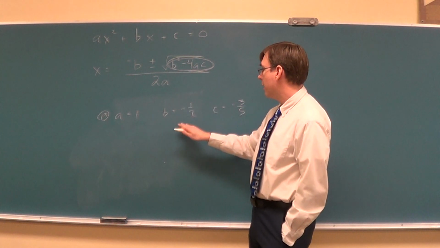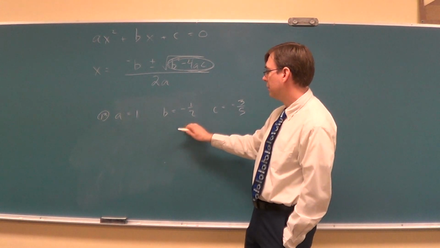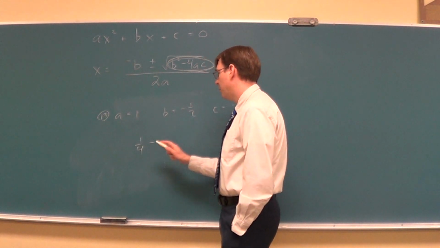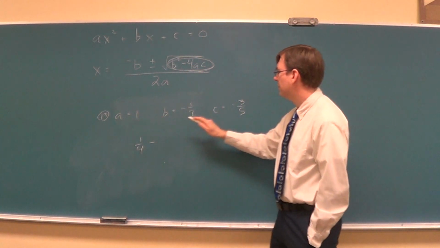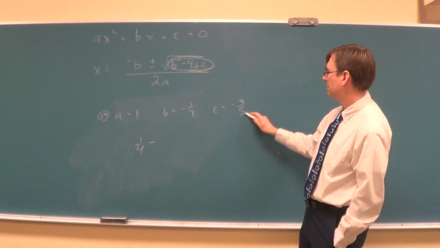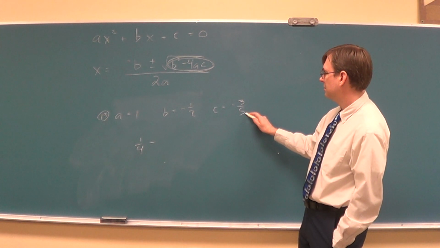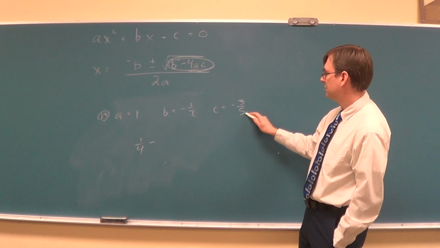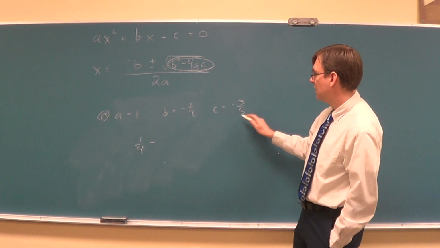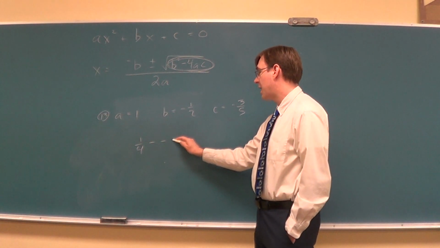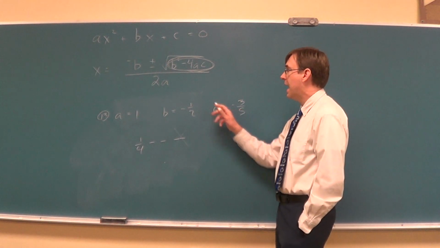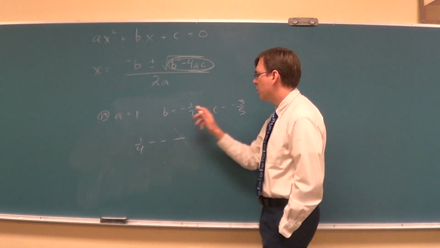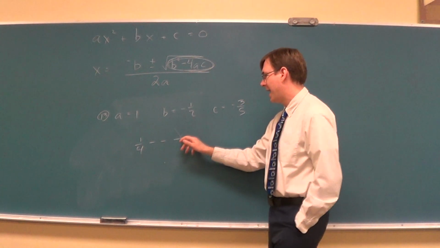So do B squared. B squared is 1/4, minus 4 times A times C. That's -12. Yeah, it's going to be negative and some kind of fraction, and I don't even care what it is. But it is going to be negative. We have a minus, and if we multiply that stuff, it's going to be a negative.